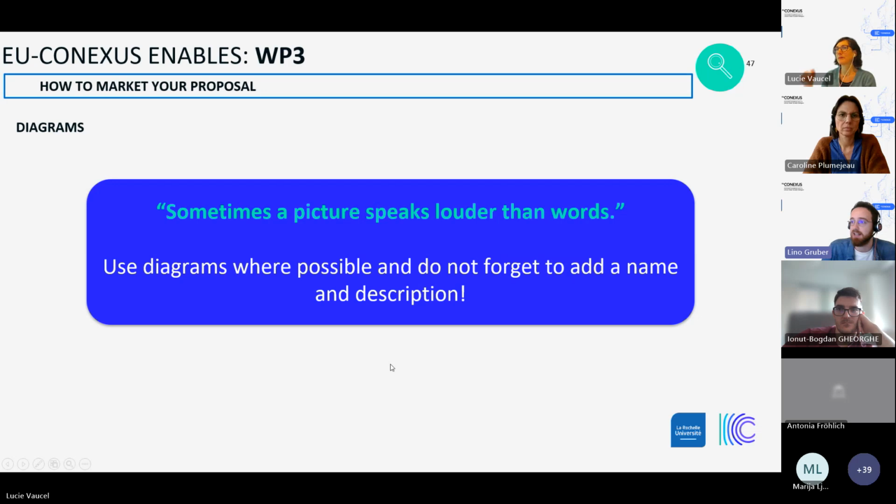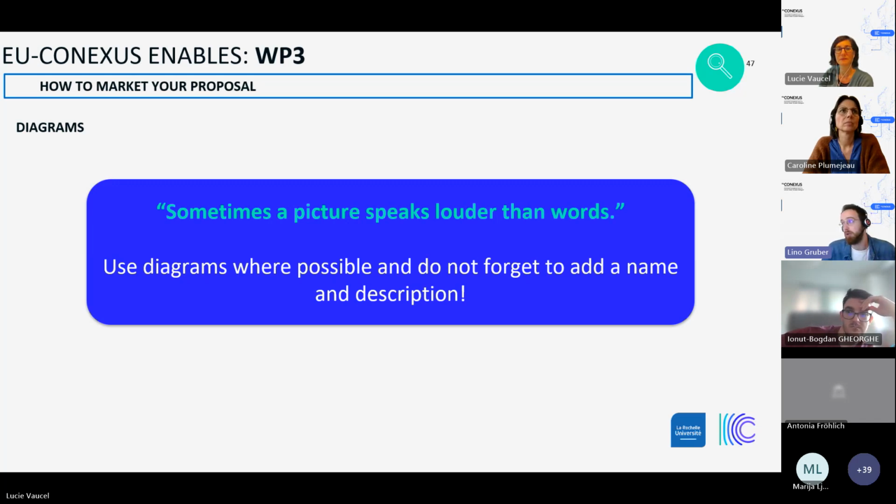Then moving on to the next slide. Diagrams are good, because they help you to go straight to the point, as mentioned in the beginning. Sometimes a picture speaks louder than words, and it's especially true in big research proposals, which are not the easiest thing to read in the first place. So wherever you can illustrate and have a diagram, we can guarantee that it will be appreciated by the evaluators.